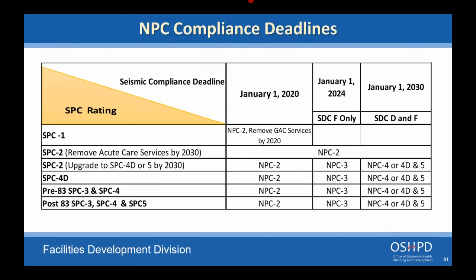Okay, here's a quick chart showing the dates and the cutoffs. SPC 1 should have been done by now, SPC 2 removed from acute care services. If you're removing acute care service by 2030, you can remain NPC 2 indefinitely. And then the rest are all the same. You have to be NPC 3 by January 2024. Again, it depends on your seismic classification here. You have to be NPC 4 or 4D and 5 by 2030. I know that causes some confusion, but it's 4 or 4D and 5. There's different requirements there.